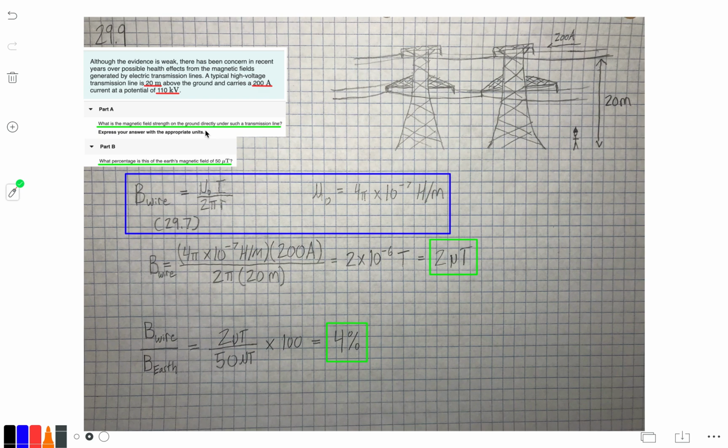our magnetic field strength on the ground directly under the transmission line is going to be 2 microtesla, and then we can take the percentage here, because we're given the Earth's magnetic field in microtesla. We can just put one on top of the other and multiply by 100, and we're left with 4%. So this is a very low impact.